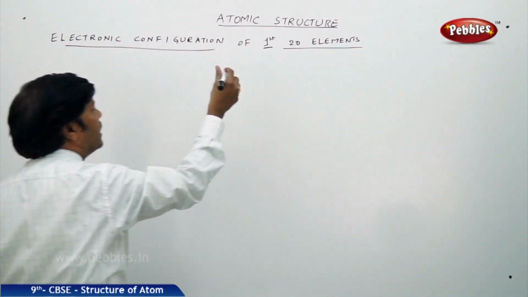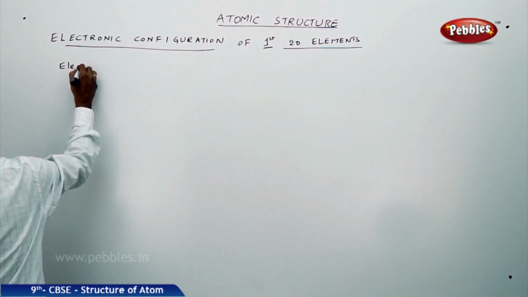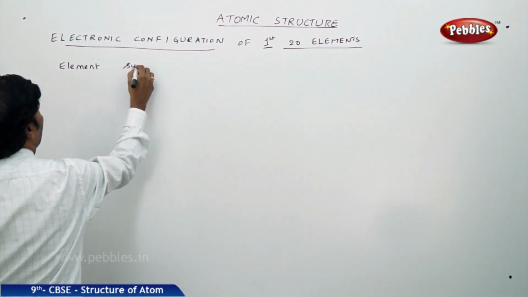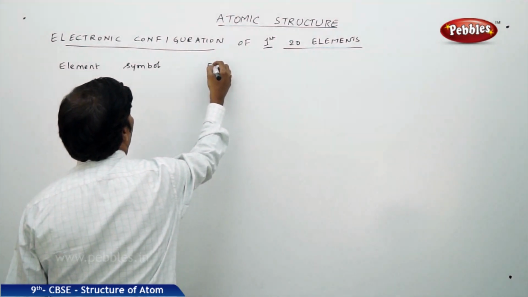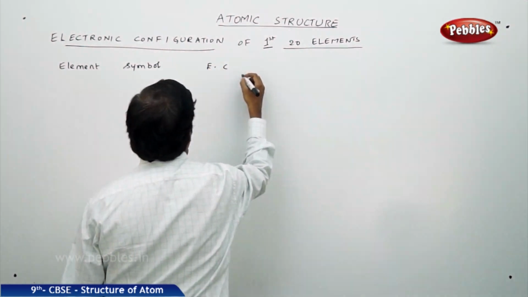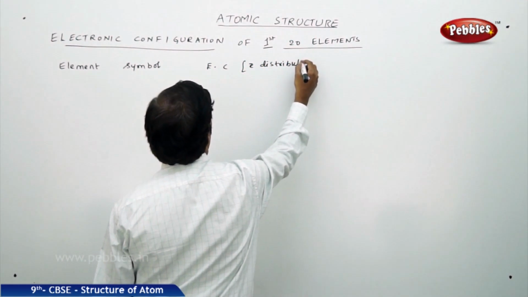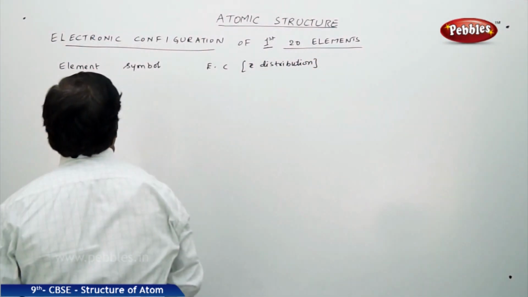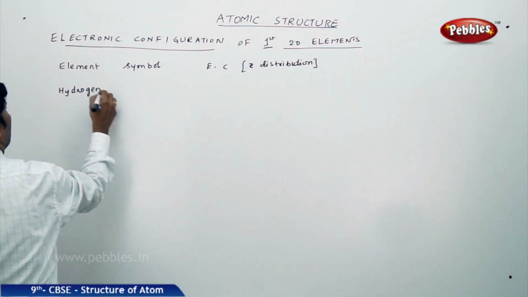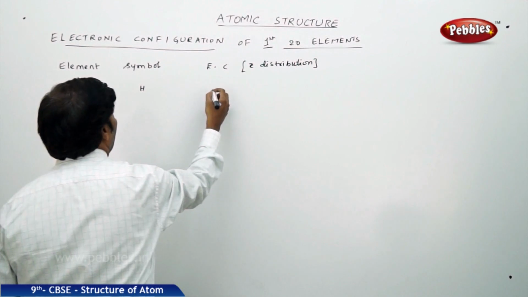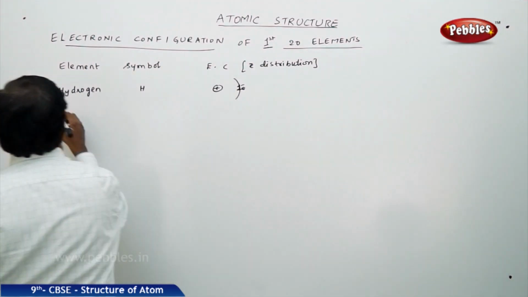Because we are saying the first 20 elements, I am going to take the element, the symbol, and the electronic configuration, that is, the electron distribution. The first element is hydrogen. Symbol is H. Electronic configuration: take the nucleus, first orbit, 1 electron. This is the first element.